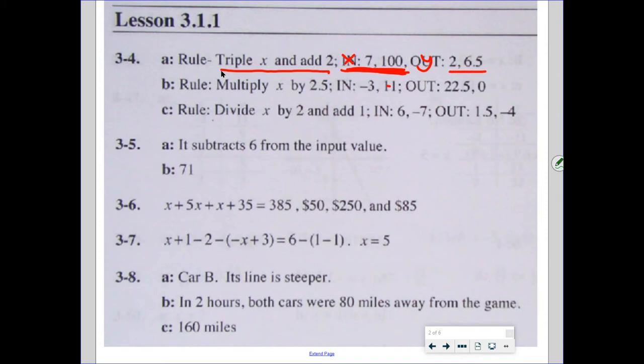For rule number 2, you had to multiply by 2.5. So if you multiply all your numbers by 2.5, you would have gotten your answers. And again, the input numbers are -3 and 11, and the 2 output blanks are 22.5 and 0. And then the last one, letter C, was divide by 2 and then add 1. And so your input numbers are 6 and -7, and your outputs are 1.5 and -4. So I just wanted to share that, okay?